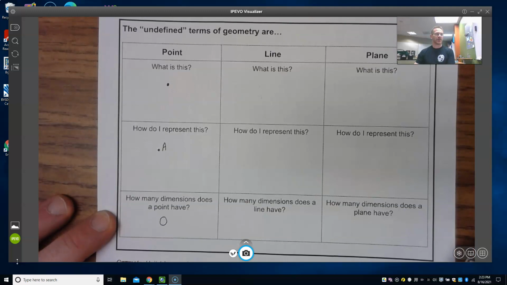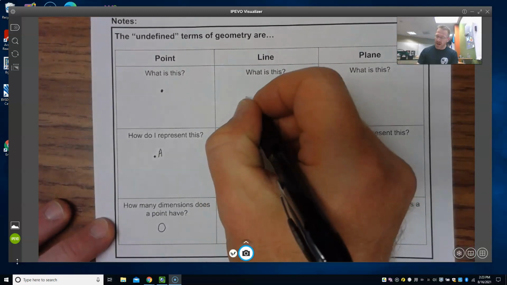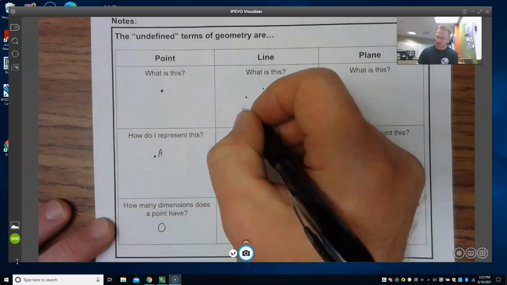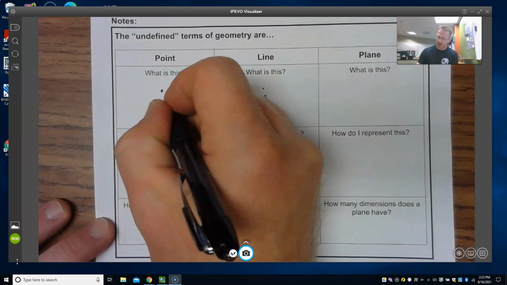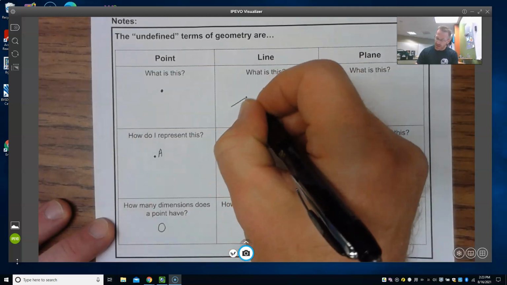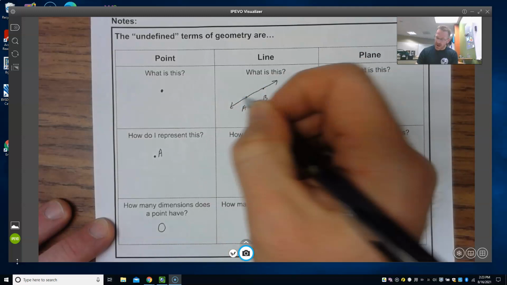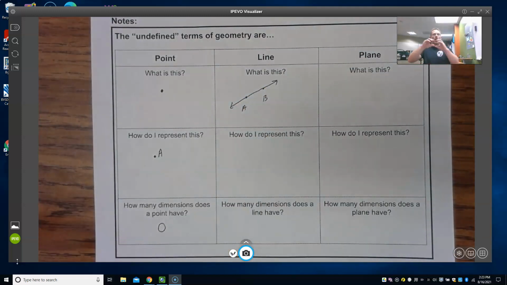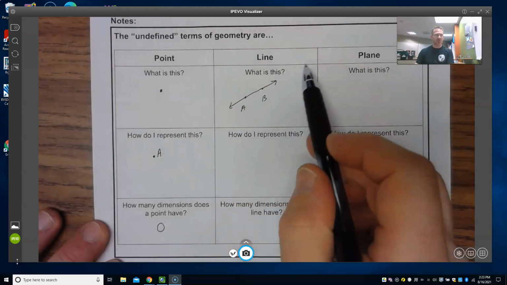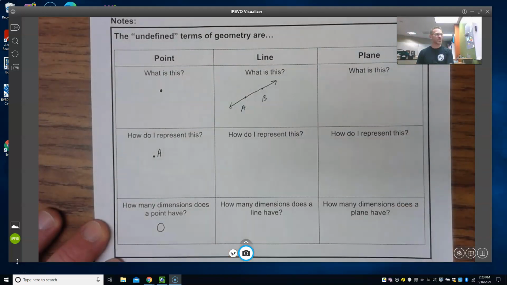A line. So a line, and I'm just going to use A and B again here. A line looks like that, and it goes on in each direction for an infinite amount of time. It never ends. So it's going to keep going in this direction through B. It's going to keep going this direction through A. Now, how do we represent this? There's really two ways.